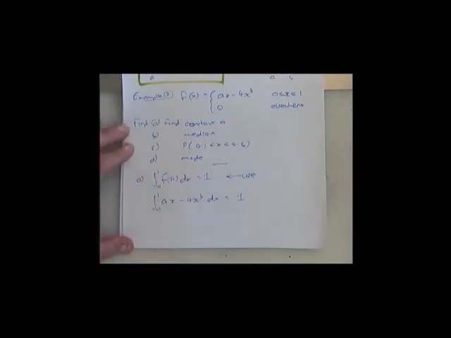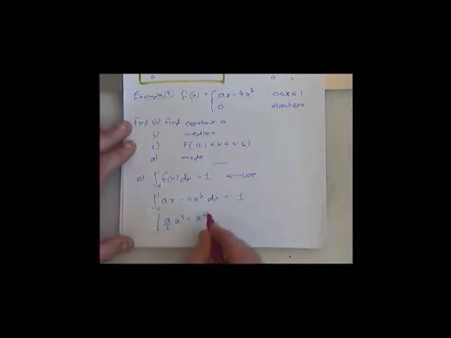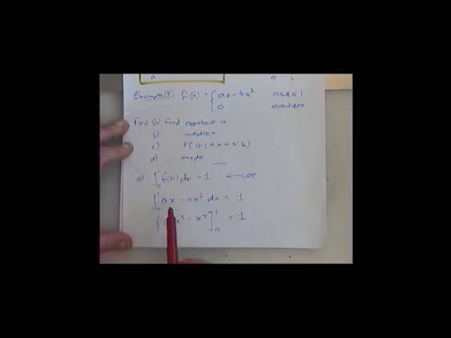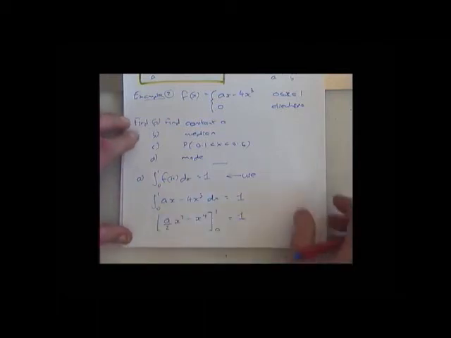Right, Mr. Lomax, are you happy to integrate that for me? Ax minus 4x cubed. That would be a over 2 x squared minus x to the 4. Okay, that's right. That's the integration bit. The limits are between 1 and 0. Set that equal to 1. I couldn't take the a straight out this time because it wasn't multiplied by everything in the integral. It was only multiplied by a bit of it.